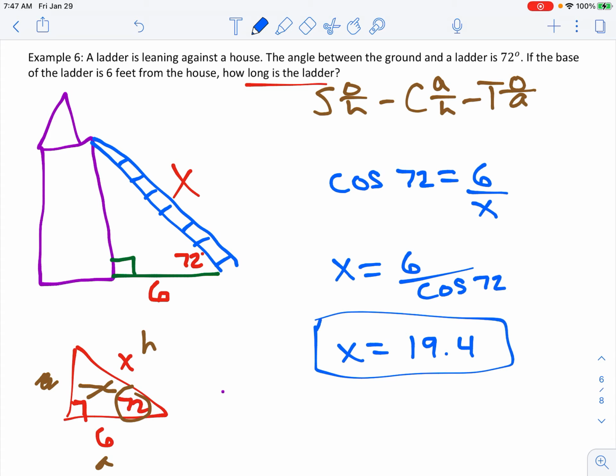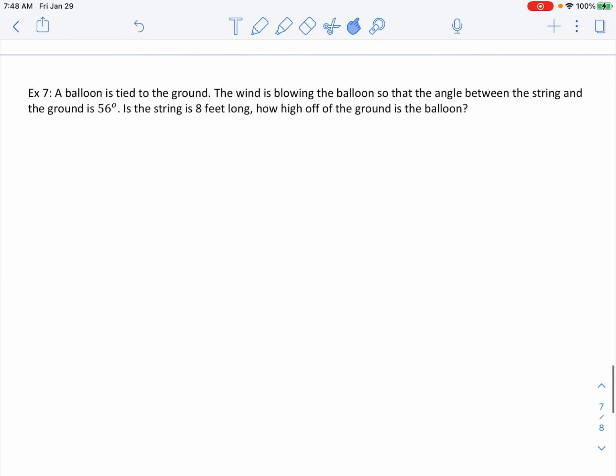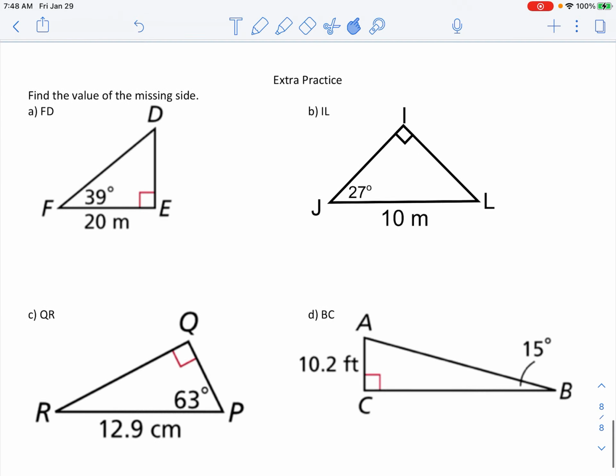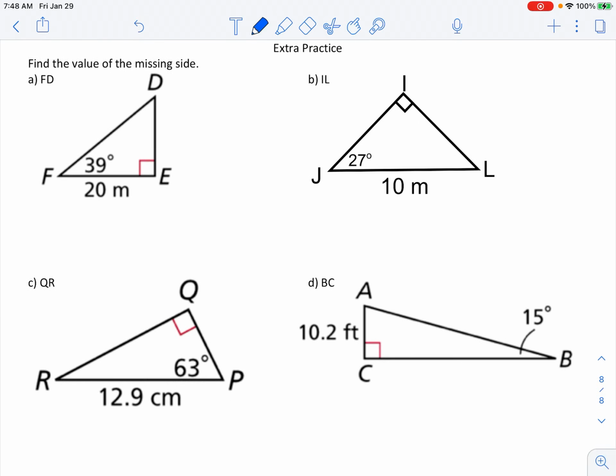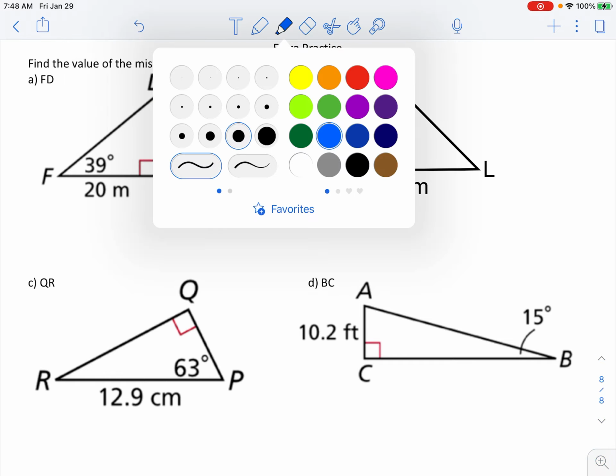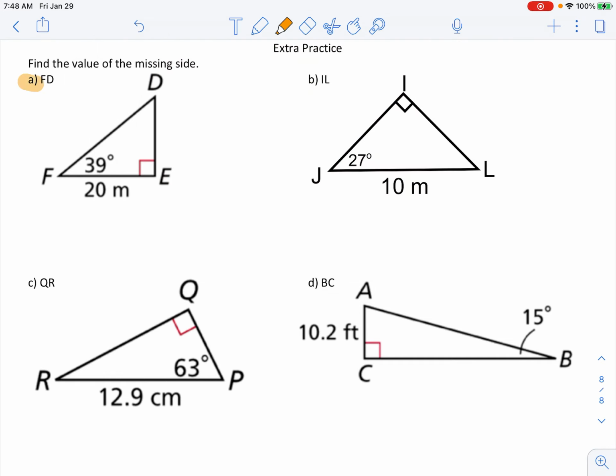We're not going to do a lot with the word problems right now. That'll actually be section 7.3 when we focus only on word problems. We're going to skip example 7 for right now. I want to get to these extra practices. All right, for these extra practices, they're going to ask us what side to find. So for example, it asks us to find FD.